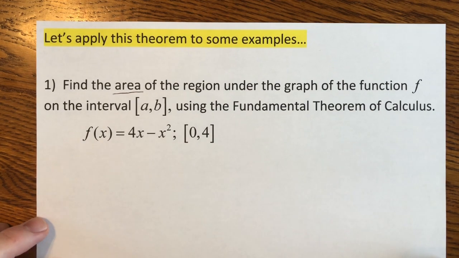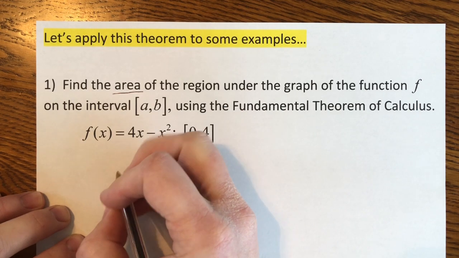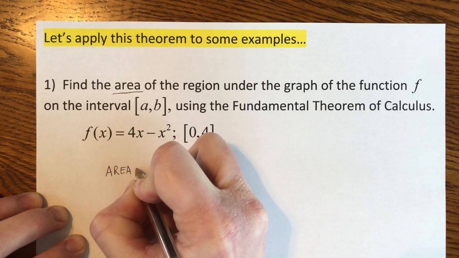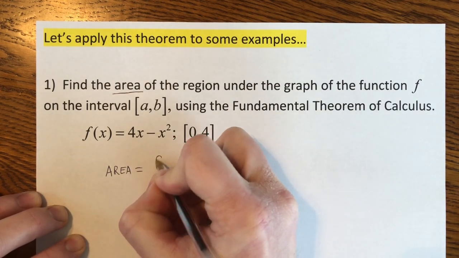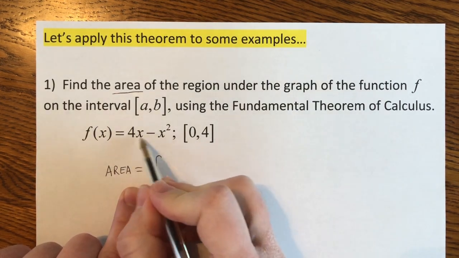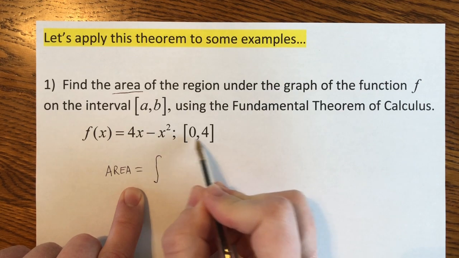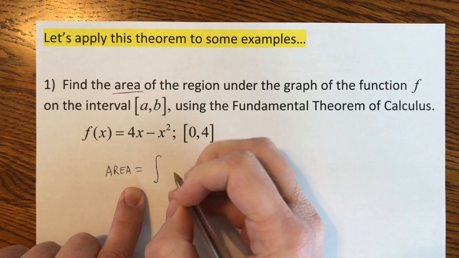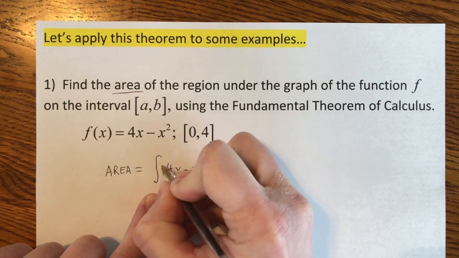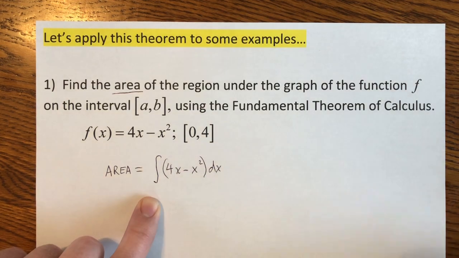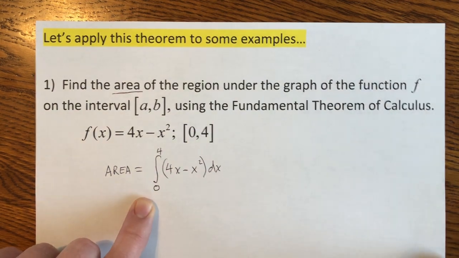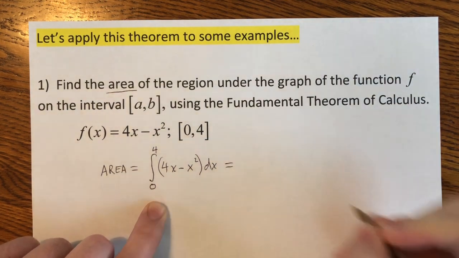All right, so in number 1, here's what we're going to do. The area in this particular example is going to be equal to this. So the area underneath this curve on this closed interval from 0 to 4 is going to be equal to the integral of the function with a lower limit of 0 and an upper limit of 4. All right? Okay, so what does this give us?